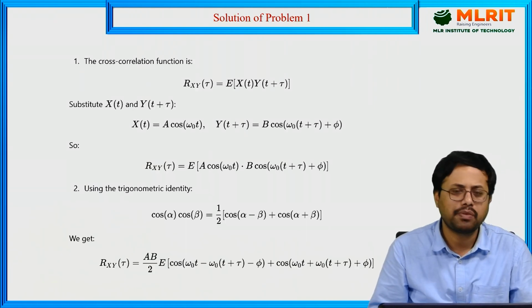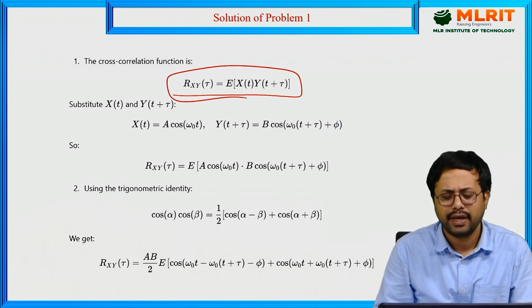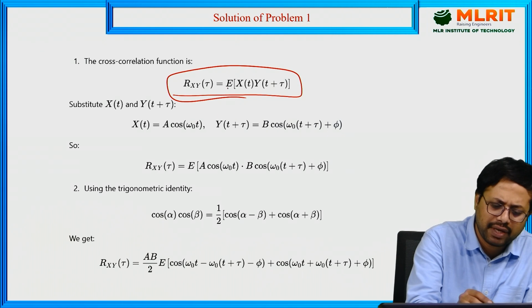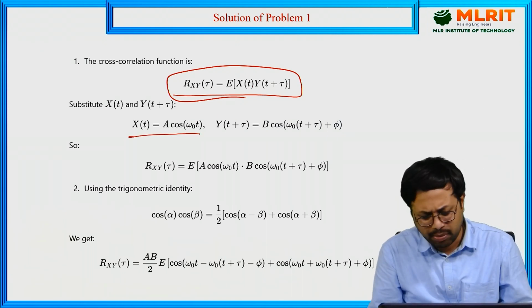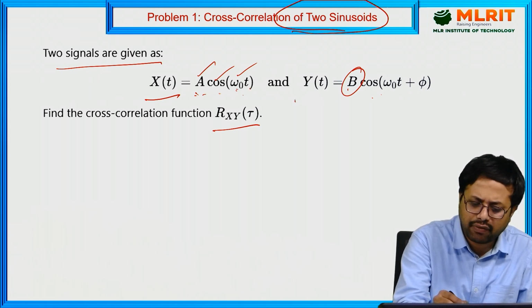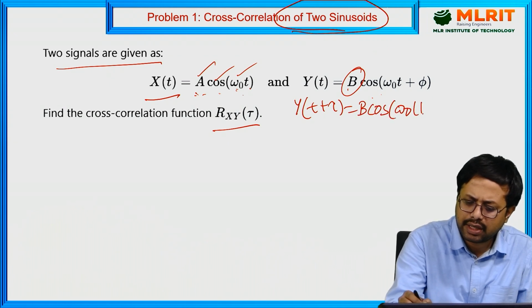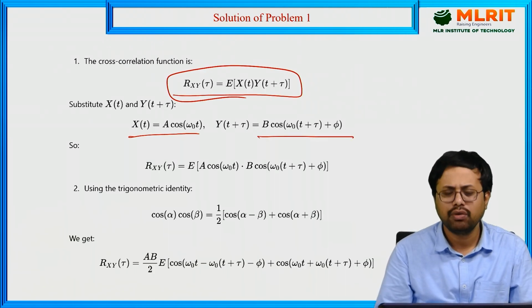Okay, this is the problem solution related to this. We know the definition: Rxy of tau equals the expectation of x of t into y of t plus tau. First you have to simplify x of t and y of t plus tau. X of t we know from the problem is A cos omega naught t, and in place of t in y of t, substitute t plus tau, then you are going to get B cos omega naught t plus tau plus phi.